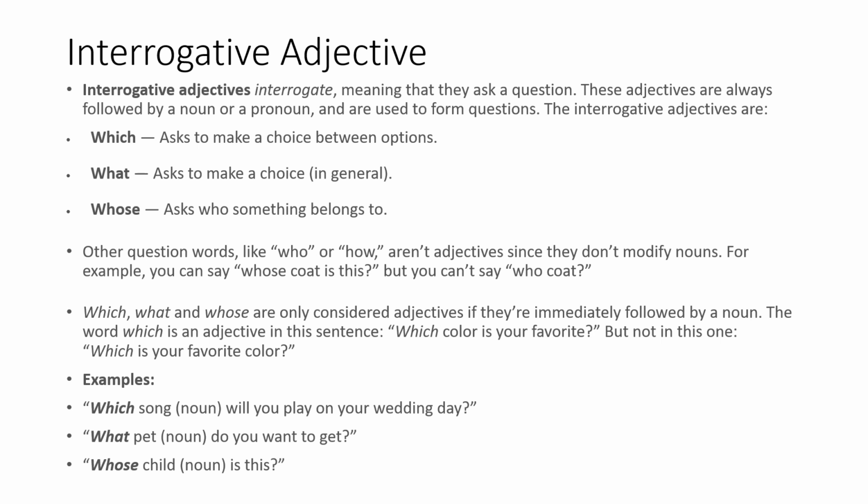In the first sentence, you can see which color. Over here, we have which as an adjective because it is modifying the noun color. But in the second sentence, you can see after which it is a verb is. So we can say over here which is pronoun, not an adjective. Here are further examples which you can see.